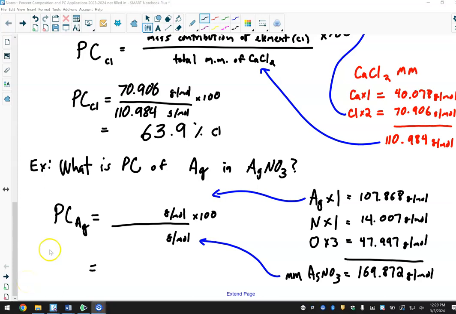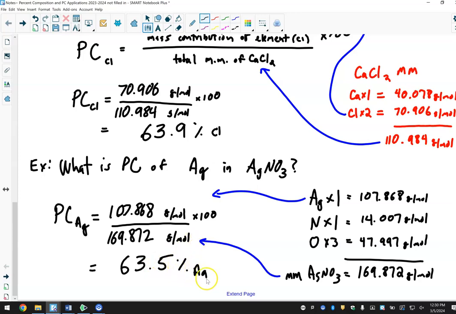Okay, so for the percent composition of silver in silver nitrate, what is my mass contribution of my element? 107.868. All right, 107.868 grams per mole. What's the total molar mass? We got 169.872. That divided by that times 100, what did you get for your percent, Henry? 63.5%. Oh man, everything's 60-something percent. Nah, that's all right, I'm just kidding. Of silver in silver nitrate.